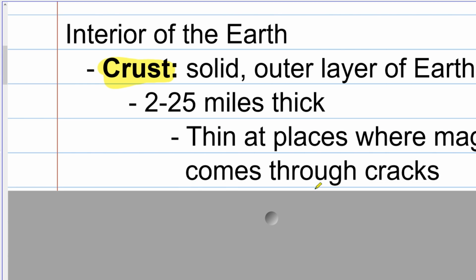It's very thin at places where magma comes up through the cracks. So places that would happen, as we're going to learn about, are called divergent boundaries. These are places usually underwater, so we don't see them as often. But these are places where the plates of the Earth are actually pulling apart, and so magma will come up between those pieces and spill over, and the crust is very, very thin there.